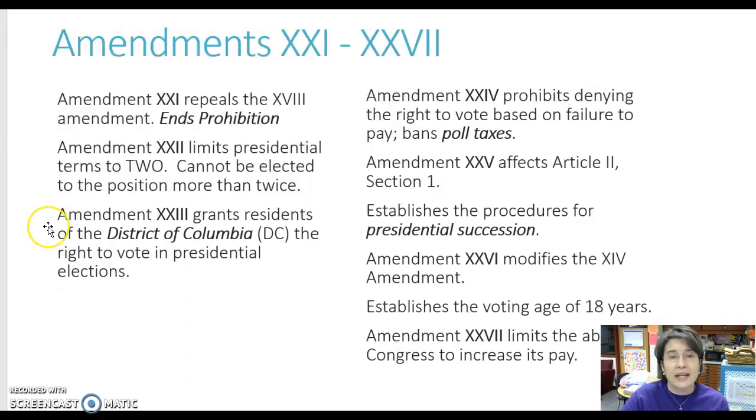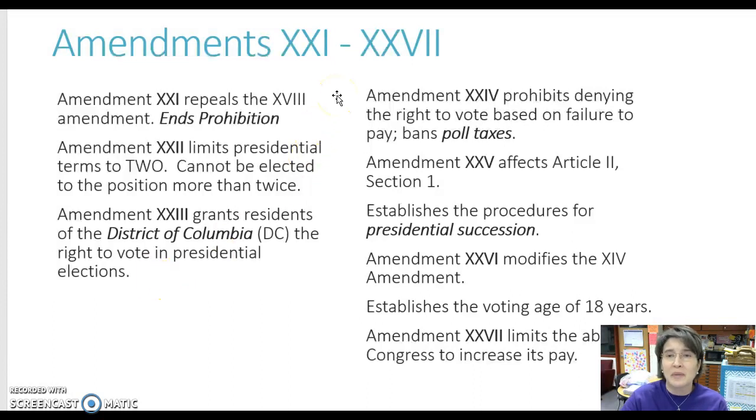Amendment 23 grants residents of the District of Columbia the right to vote in presidential elections. I always find this one interesting, that the folks who live closest to the nation's capital, up until Amendment 23, did not have the right to vote in presidential elections, and that just seems counterintuitive. So I'm glad they finally got that right.